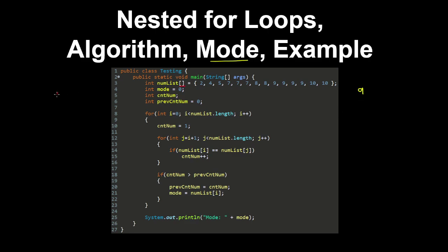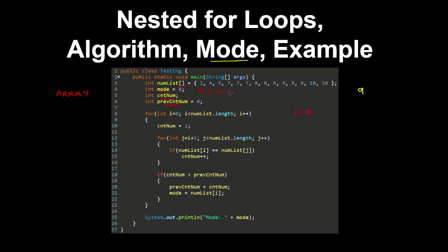So again, we declare an array of numbers, and we'll look at this in more detail later on. But we visualize this array as a list of numbers that can be indexed starting from index 0. And here we initialize our mode to be 0, and we have a counter that's going to count the number of times that a number occurs in the list, and a previous counter to store the previous count that we're going to compare against.